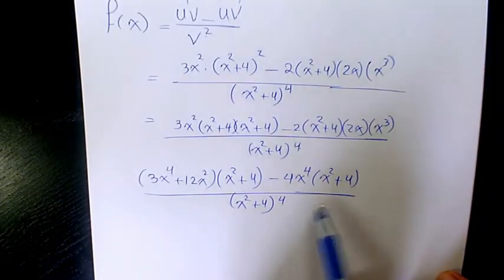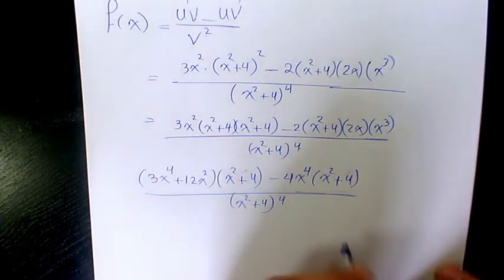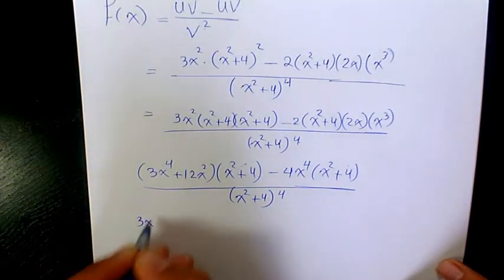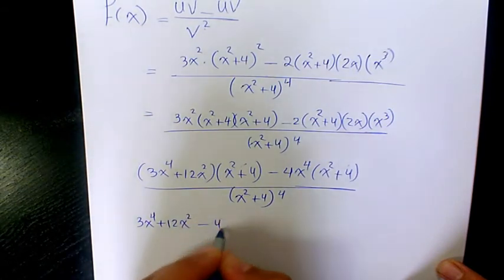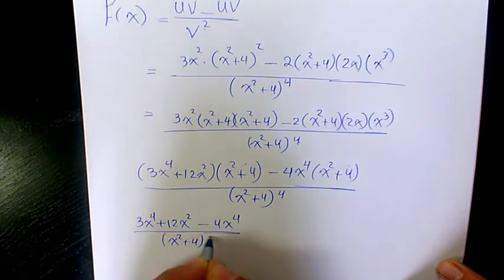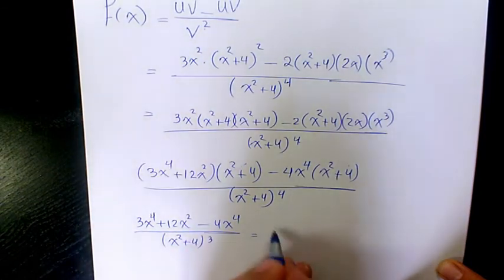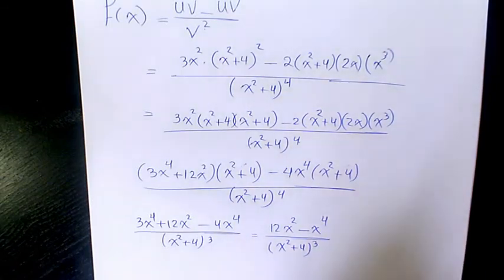Now we can simplify x squared plus 4 from the numerator and one of the denominator, so it's going to be 3x to the power of 4 plus 12x squared minus 4x to the power of 4, divided by (x squared plus 4) to the power of 3. So that's going to be 12x squared minus x to the power of 4, divided by (x squared plus 4) to the power of 3. So that's going to be the final answer.